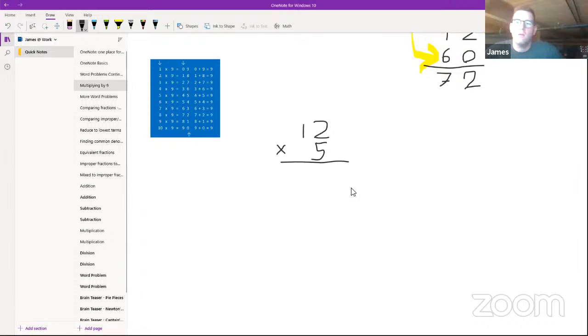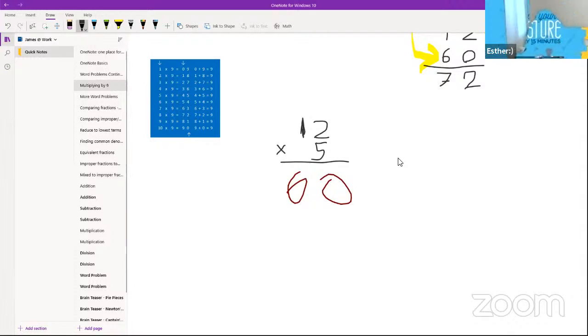Is it 12 times 5 or 2 times 5? 12 times 5. That's the one. Okay. That's easy. 60. So you just knew that one off the top of your head? Yeah. Okay. Well, that's another way to do the 12s. It's just to memorize them. And so 12 times 5, yeah, you're right. That's an easier one.